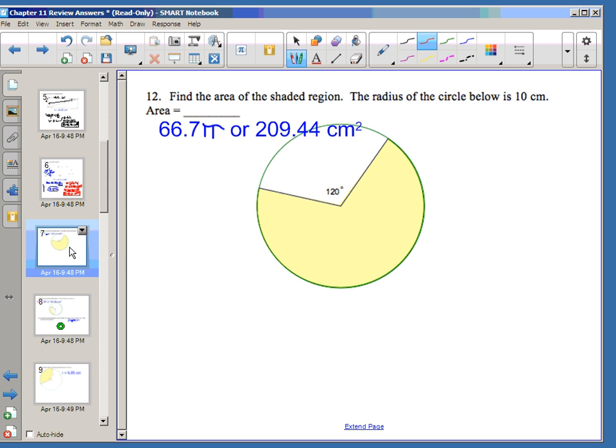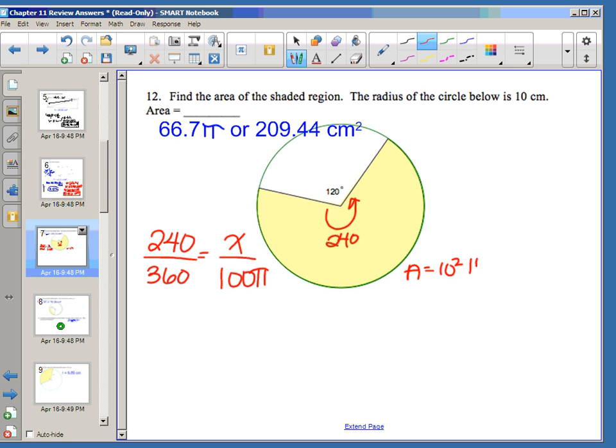So the shaded region is our main focus here, and we first need to find the angle that's going with the shaded region, and that's going to be 240, because 360 minus 120 is 240. So I'm going to do 240 out of 360 equals, I don't know what the area of the shaded region is, but I do know that the area of the whole circle is going to be 100 pi, because the radius is 10, and remember, the area is pi r squared, so I get 100 pi.